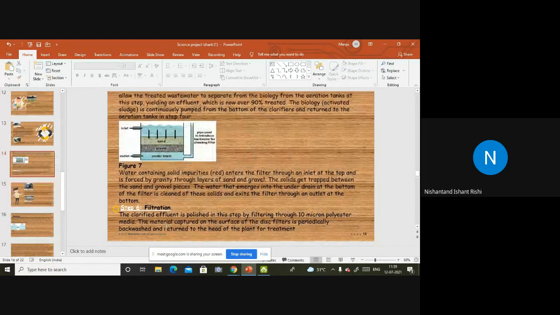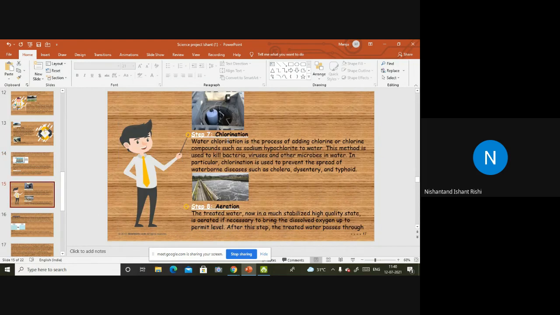Step 6. The clarified effluent is polished in this step by filtering through 10 micron polyester media. The material captured on the surface of the disc filters is periodically backwashed and returned to the head of the plant for treatment. Step 7, chlorination. Water chlorination is the process of adding chlorine or chlorine compounds such as sodium hypochlorite to water. This method is used to kill bacteria, viruses, and other microbes in the water.